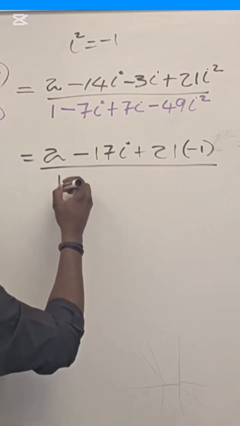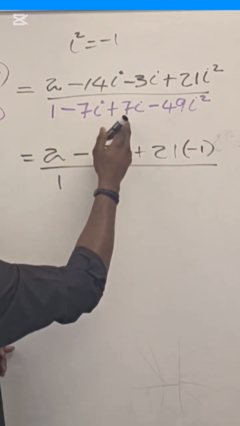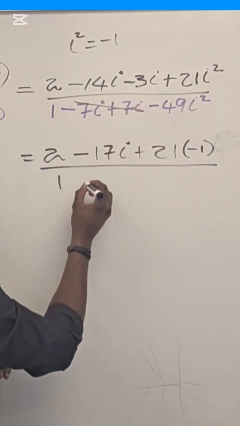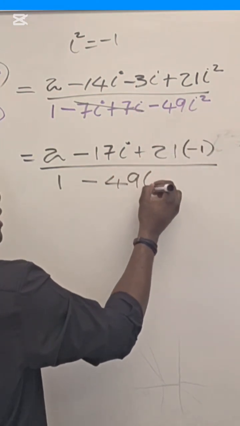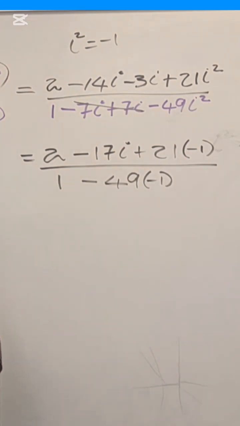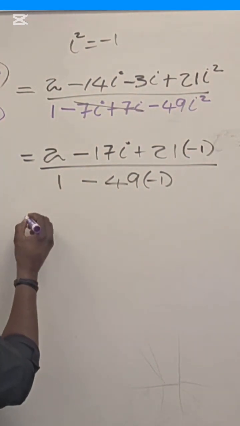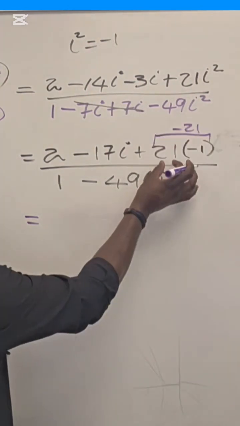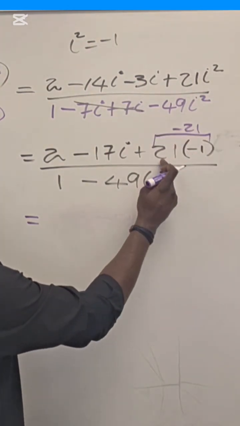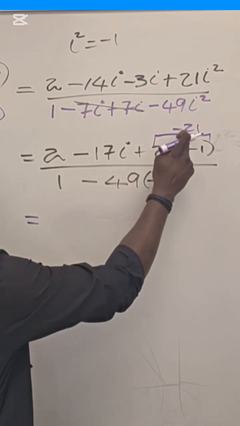So I'm going to clean up my denominator now. I'm still going to have my 1, but the negative 7i and the positive 7i will cancel. So we'll have negative 49 here, but this i squared, remember, is negative 1. So let's take another step. This part will become negative 21, as you can see, 21 times negative 1 is negative 21.